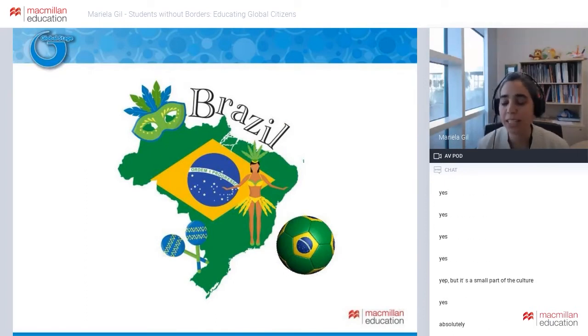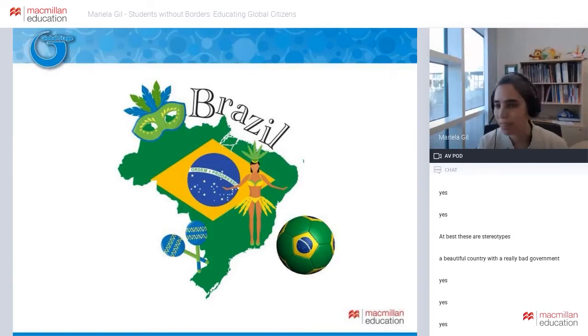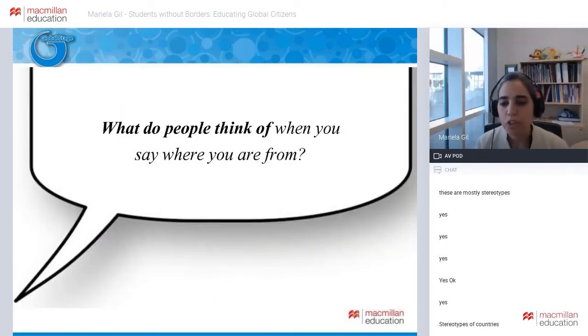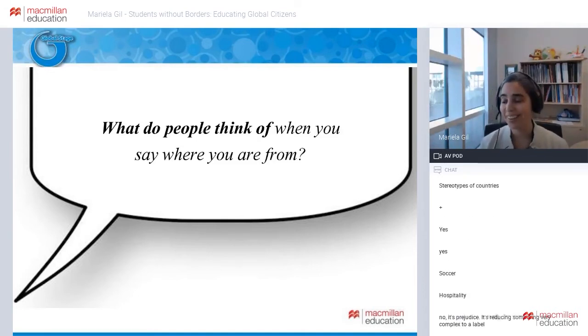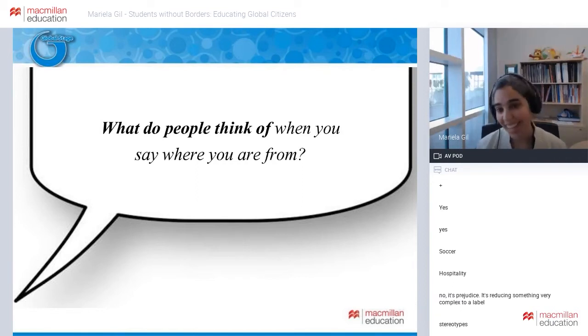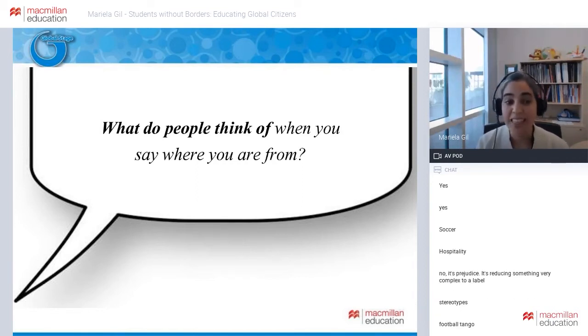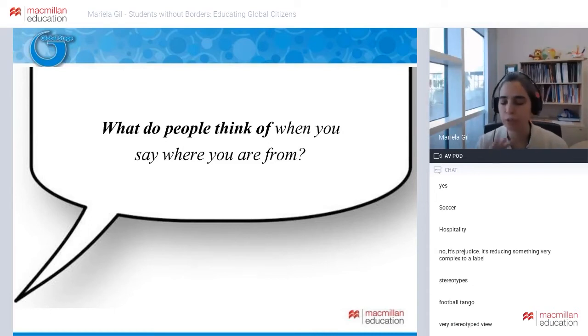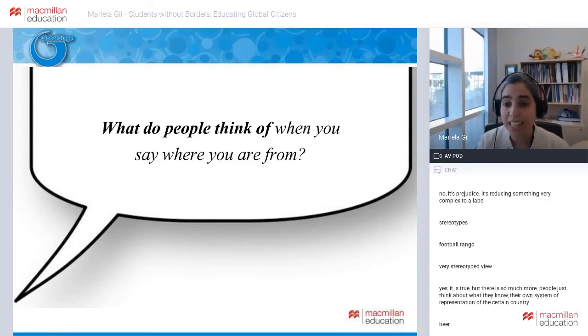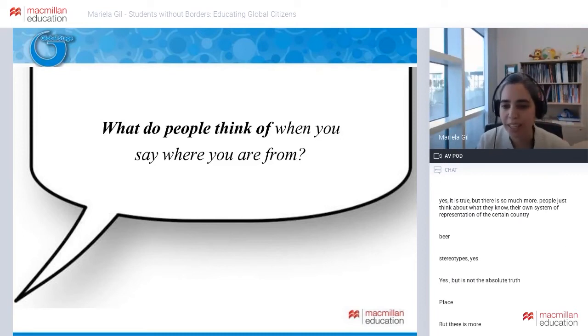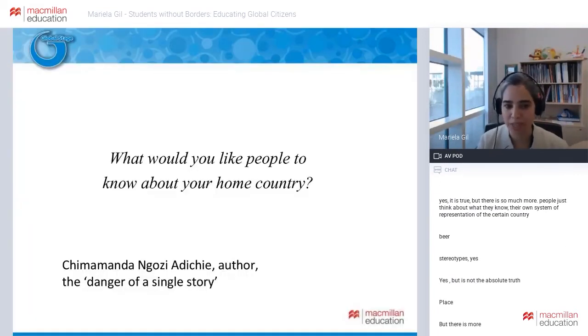Exactly. Flavia, you hit the nail on the head. Yes, but that's not the only thing. So when you were saying whether people think of Dracula or they think of couscous or they think of tequila, that's not the whole story. And the danger when you don't expose students to multiple stories is that they stay with that single story. They stay with that stereotype.